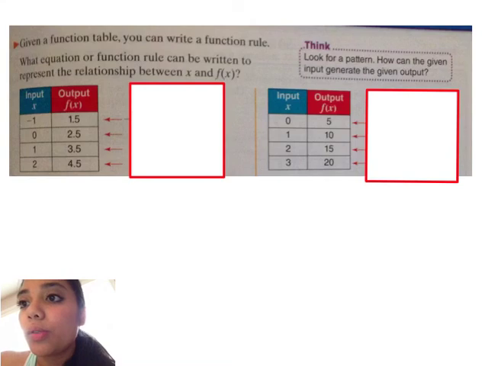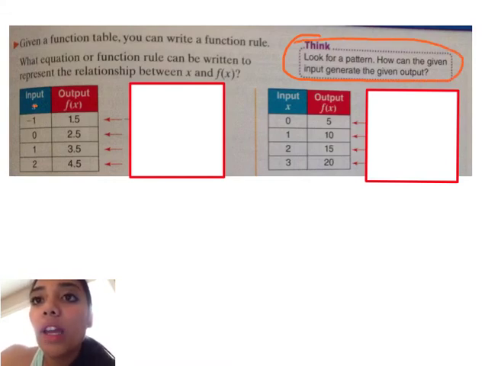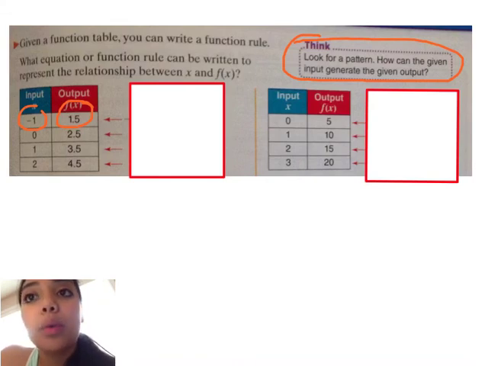Let's go ahead and do an equation. To write a function rule, you have to look for a pattern. How can the given input generate the given output? So I have -1. How can I get from -1 to 1.5? Well, I can multiply -1 times -1.5, but then if I go to 0 and I multiply times -1.5, that doesn't work. So then how do I get from -1 to 1.5?